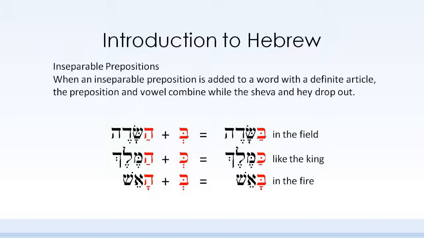In the second example, ha-melech, the king, is joined with k to form ka-melech. Again, the vocal shiva has dropped out along with the hey, the kaf has combined with the pathak to form ka-melech. In the final example, ha-esh, the fire, is joined with be to form ba-esh.